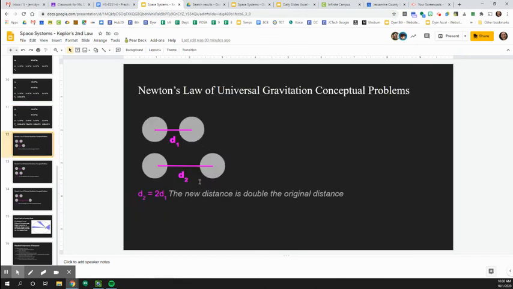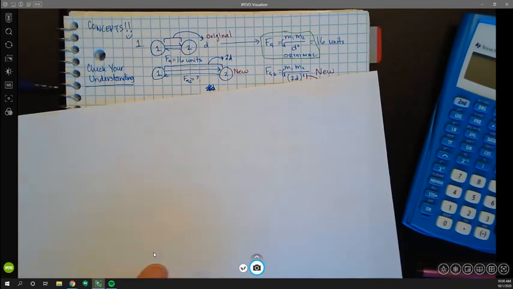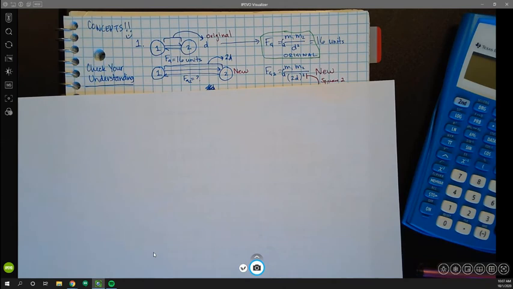So we're going to look at this. This is our first conceptual problem, and we're going to look at our two objects. The distance between their centers is distance 1, and then we're going to look at those two if they are farther apart, distance 2, and for this we're going to say that distance 2 is double distance 1. So this new distance is double the original distance. So what does that mean? And we're going to use that the force of gravity is 16, because if we already know what that answer is, then it helps us figure out what's going on here.